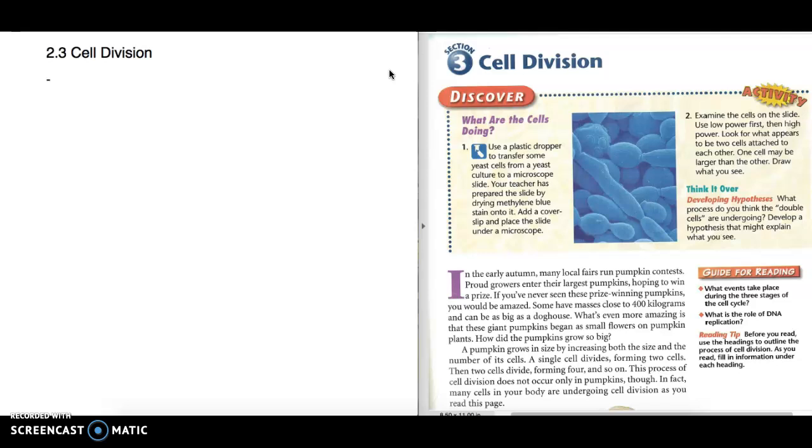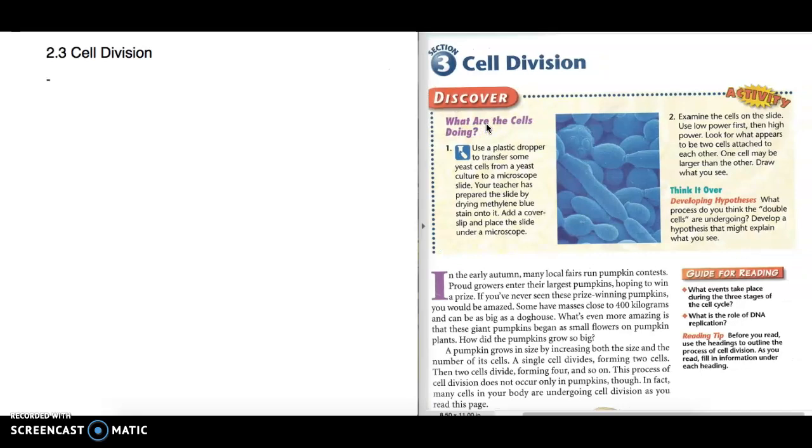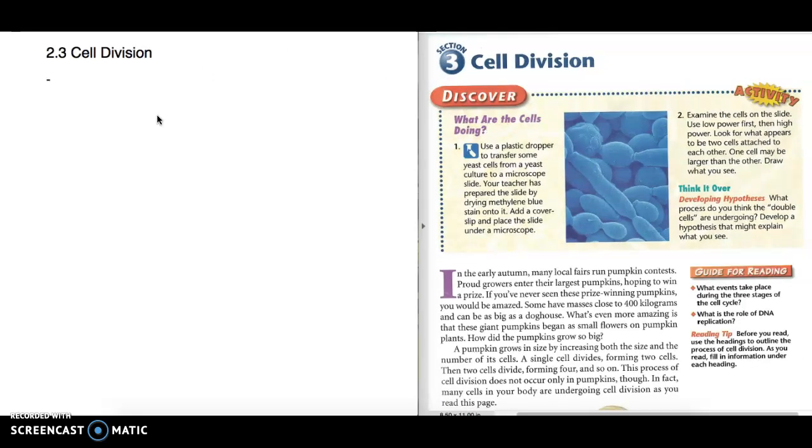You'll notice that I have my screen set up with a copy of your textbook on the right and a pad of paper on the left where I will be typing out my notes. The very first thing we need to put is the section label. So this is Chapter 2, Section 3, 2.3. The title of this section is Cell Division. Once you have that written down in your notebooks, please go ahead and read that first page.